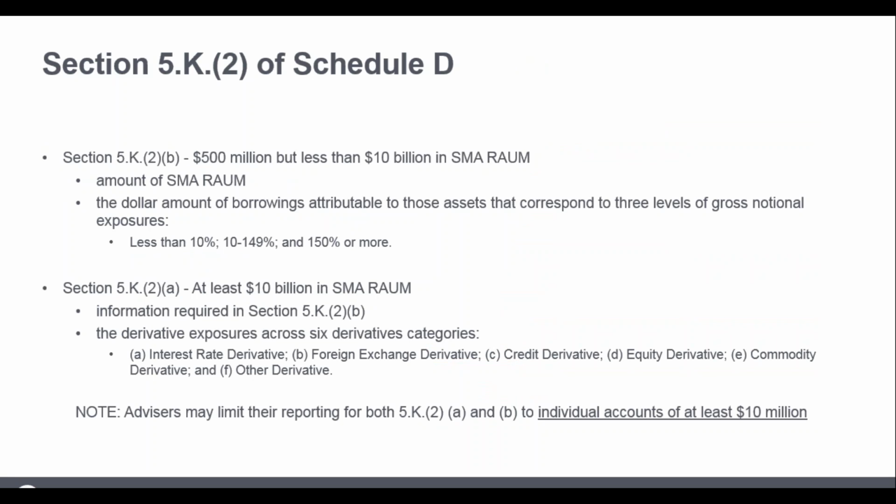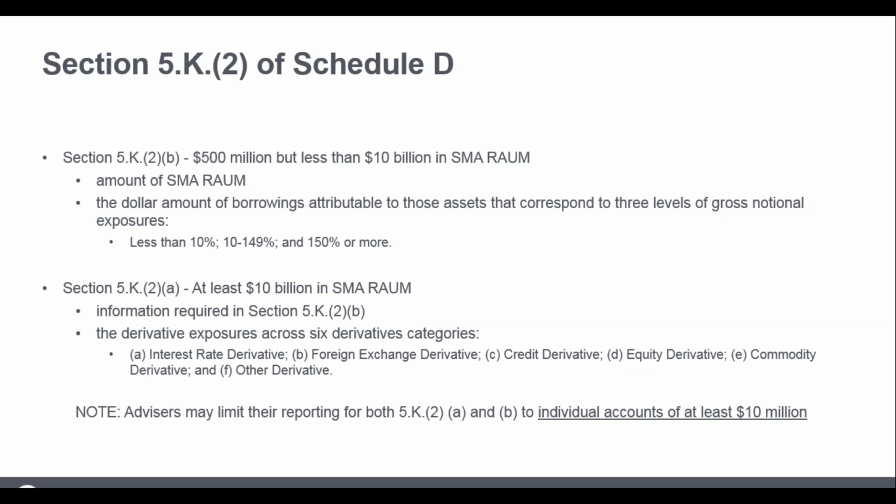So item 5K2 is going to require you to report information regarding the use of borrowings and derivatives in these managed accounts. If you have $500 million but less than $10 billion in managed account RAUM, you're going to have to disclose the amount of that RAUM and then also the dollar amount of borrowings attributed to those assets that correspond to 3 gross notional exposure levels. And this is going to be entered into item 5K2B.